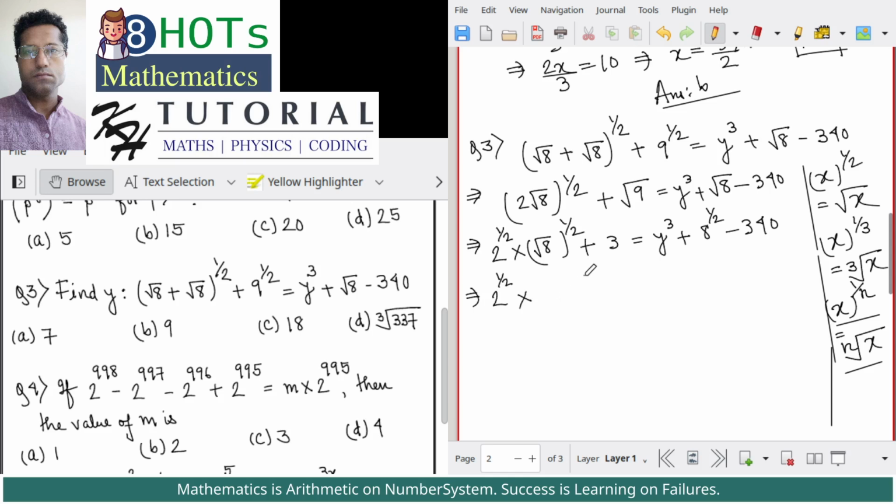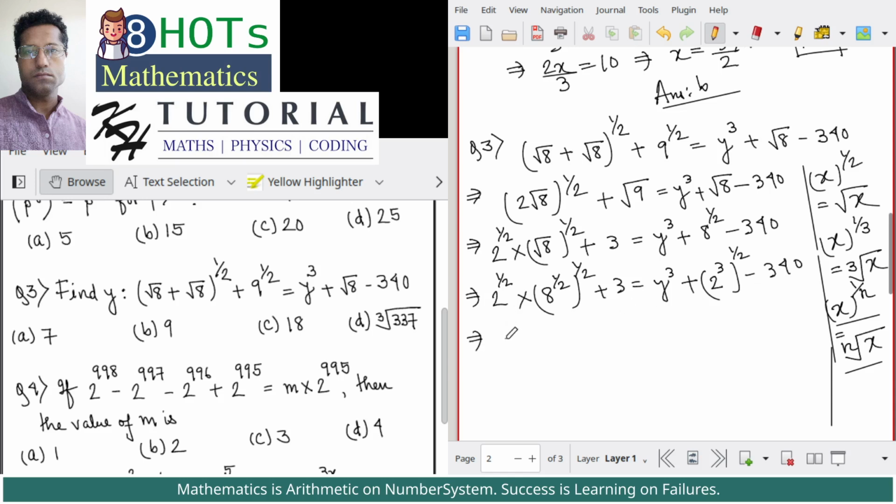Square root of 8 means 8 to the power half, and this whole raised to the power half, we have plus 3 is equal to y cube plus, now what is 8 to the power half? I am trying to convert all the root 8 terms as a power of 2. So 8 to the power half, what is 8? 2 cube, and this whole raised to the power half minus 340.